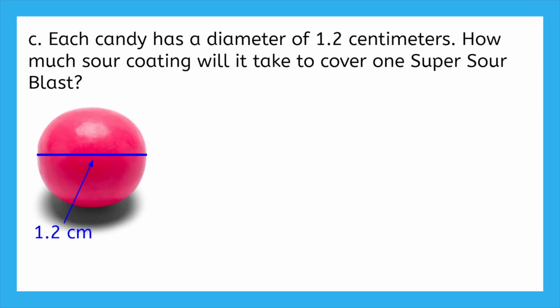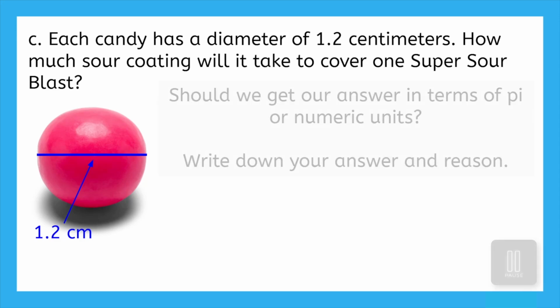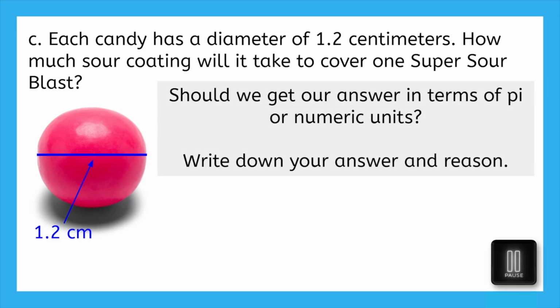All right, fellow mathematicians, time to do it for the candy company. I've got to figure out the surface area of a Super Sour Blast. Each candy has a diameter of 1.2 centimeters. How much sour coating will it take to cover one Super Sour Blast? First, should we get our answer in terms of pi or numeric units? What would be most helpful? Write down your answer and your reason.